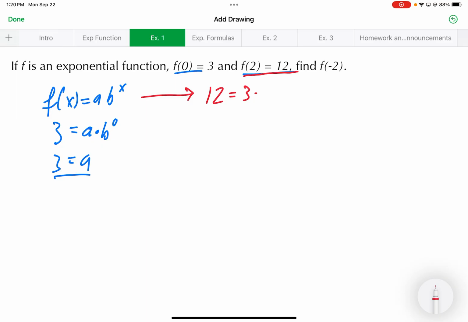No, thank you. So then b to what power? Well, they said f of 2 equals 12. So the power we're going to raise it to is the second, okay?